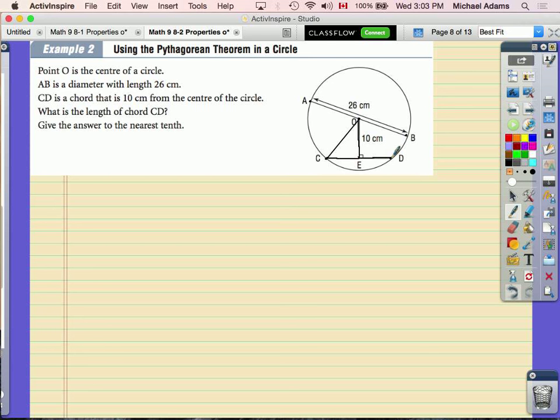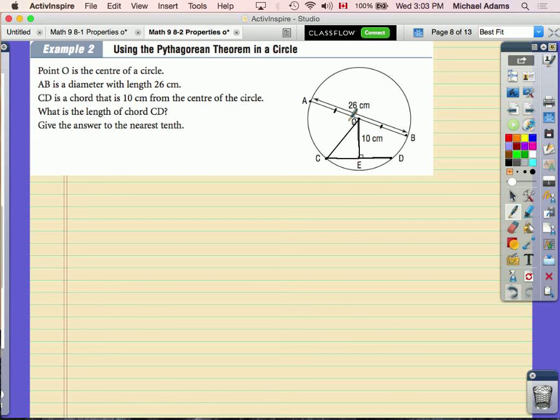Now, let's take a look at how we can do this. So first of all, I know that AB is a diameter, and half of a diameter is what we call the radius.